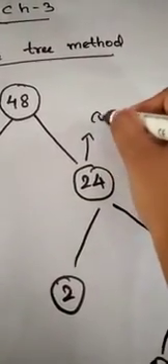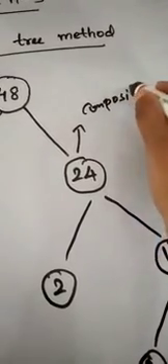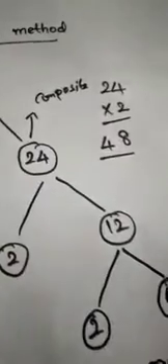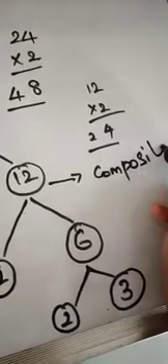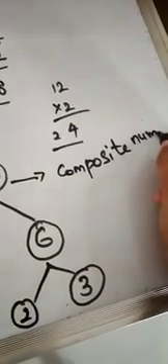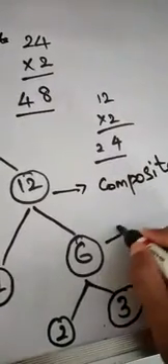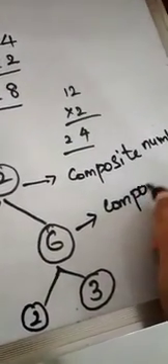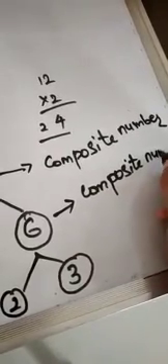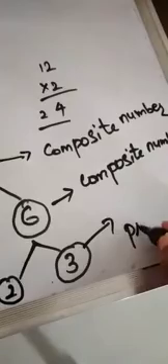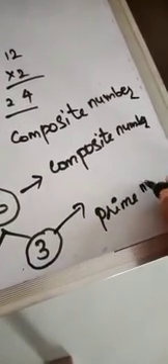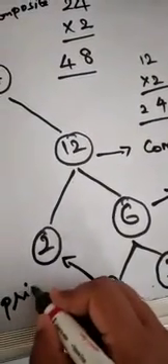So 24 is a composite number. Next to 12, also composite number. 6 also composite number. Next, these 2 and these 3 are what? 2 and 3 are prime numbers.